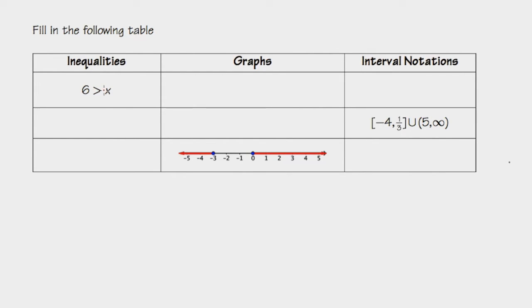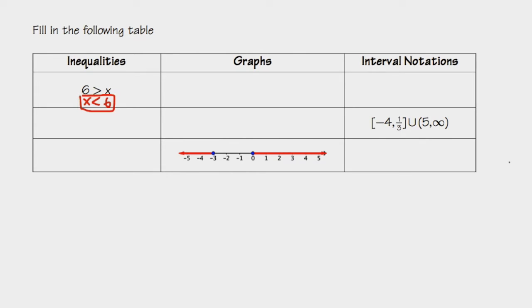6 is greater than x. We are going to rewrite it as x is less than 6. So let's look at this instead. As you can see, the original one and the one I just wrote down are equivalent. The pointing thing is to the x, right? So right here, you see the pointing, this right here is still to the x. Based on this, this is how the graph will be.